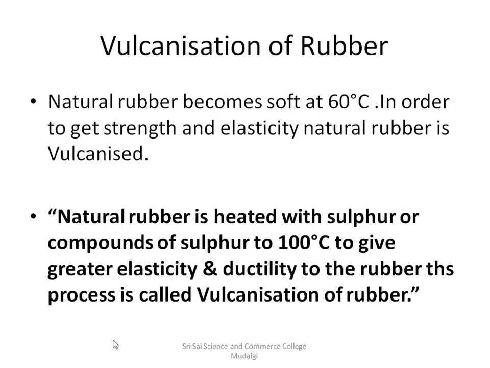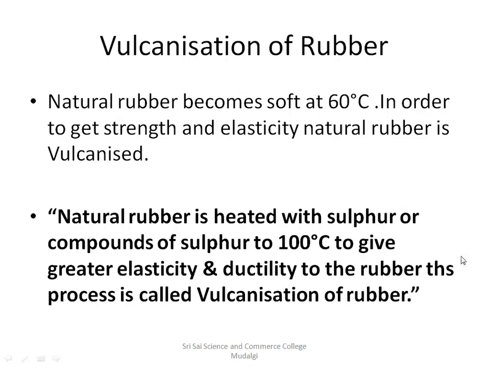This is very important. One mark is asked: what is vulcanization of rubber? So vulcanization of rubber means the natural rubber becomes very soft at 60 degrees Celsius. When heated at 60 degrees Celsius it becomes very soft. So in order to get strength and elasticity, natural rubber is vulcanized. So what we do here is improve the elasticity and strength of natural rubber. How do we improve it? The natural rubbers are heated with sulfur or compounds of sulfur to 100 degrees Celsius to give greater elasticity and ductility to the rubber.